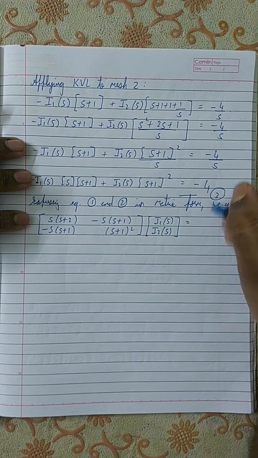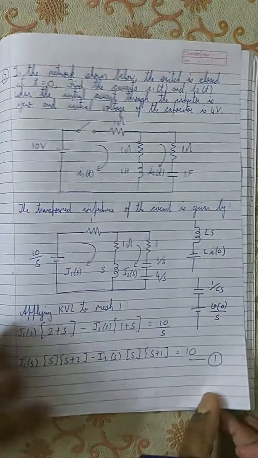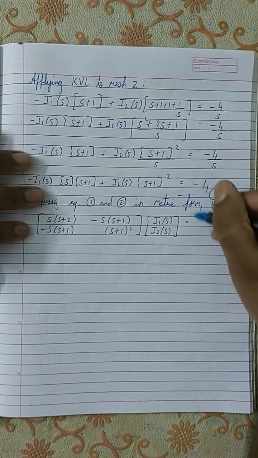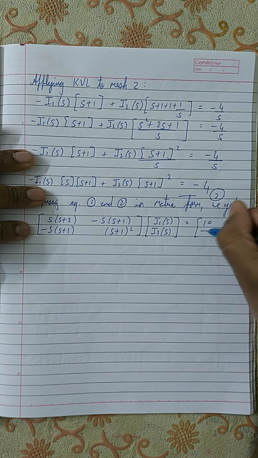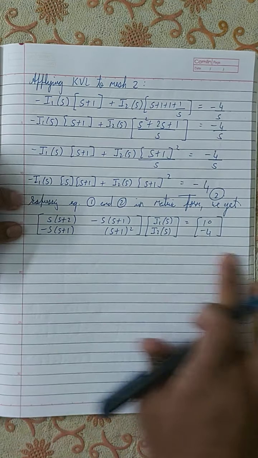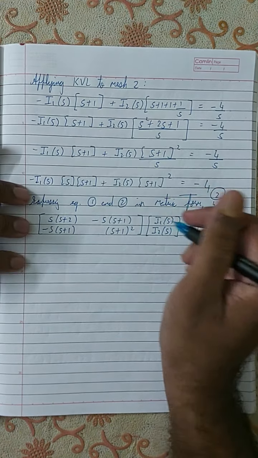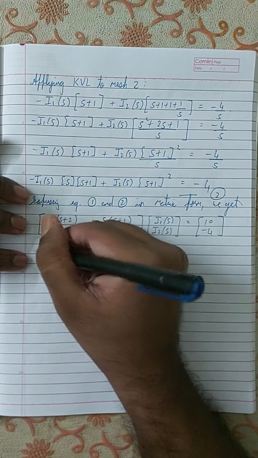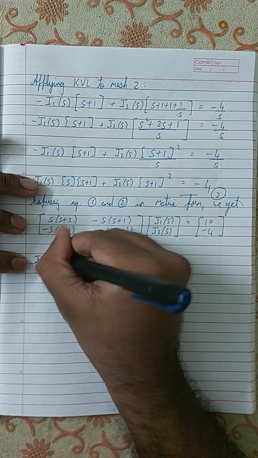And what about the voltage? The voltage over here is 10, and here it is minus 4. So you have over here 10 and minus 4. Okay, so this is the matrix equation, which means now you need to find the value of I1 of s and I2 of s. So first I'll find the value of I1 of s.